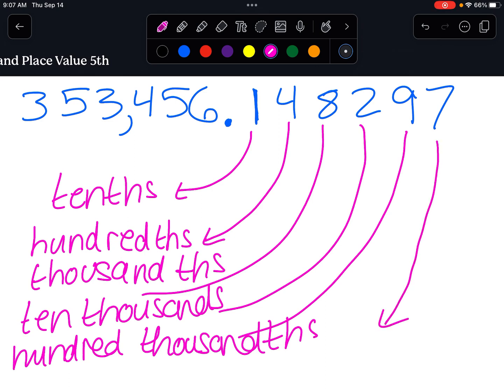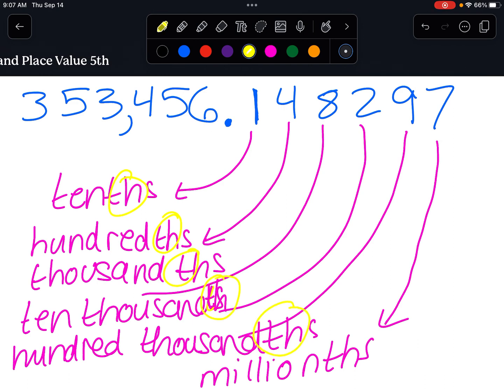Oh, and check this guy out. The 7 is in the millionths place. Again, focusing on the th. Oh my gosh, look at this, I even forgot to put it here myself. I'm messing myself up here. Thousandths place. Very important, even though I forgot myself there.